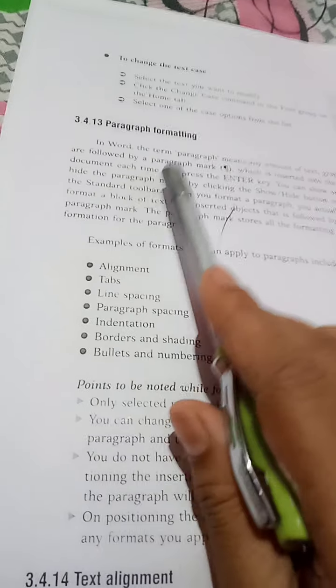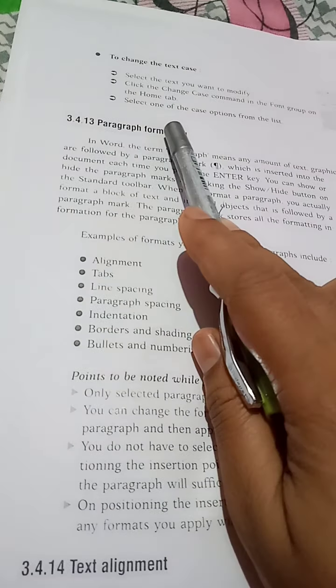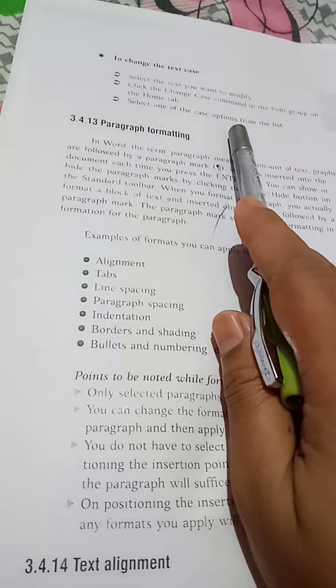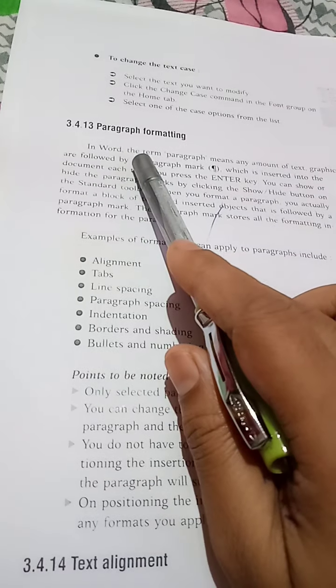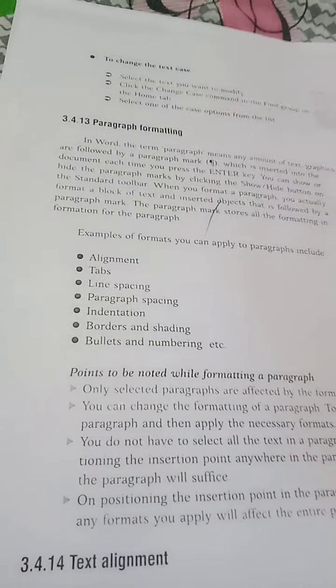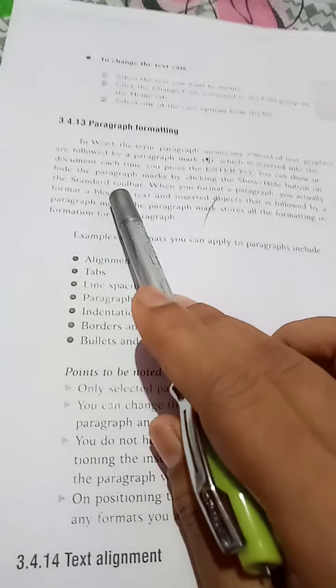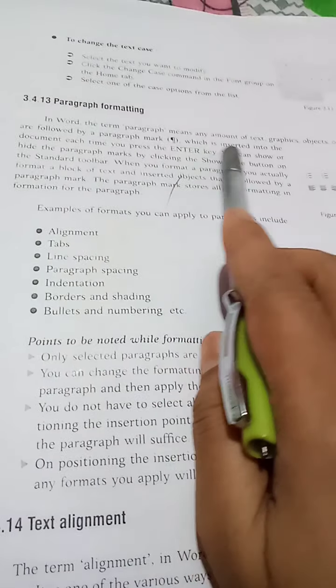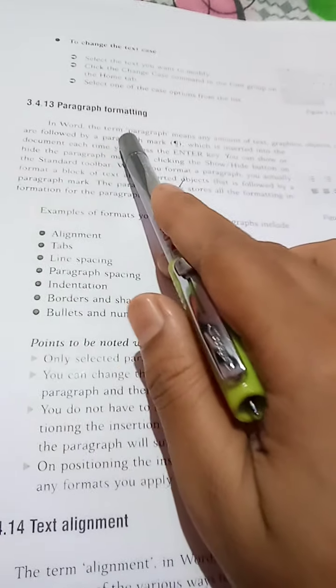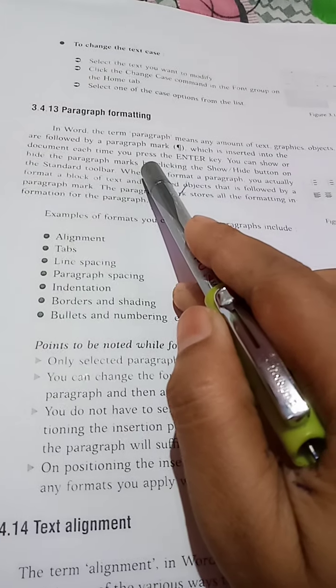Paragraph formatting. You can format a paragraph. Here you can format the text. About text formatting I am telling you. Here paragraph formatting is also the same. You format the full paragraph. So in Word, a paragraph means any amount of text. Amount of text means you can see two or three lines of text.